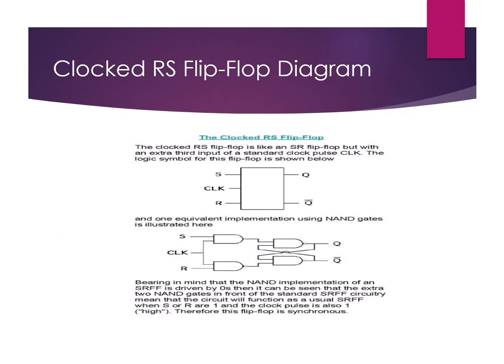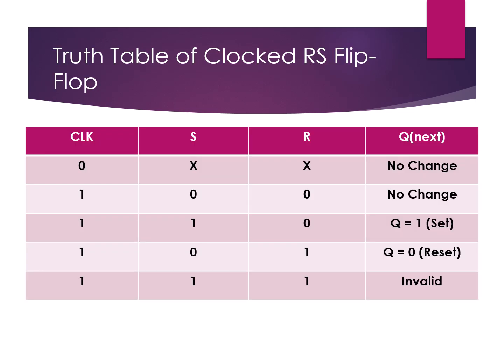This is the diagram of the RS flip-flop. Truth table of the clocked RS flip-flop. The truth table shows how inputs S and R behave with the clock. If clock equals 0, no change. If clock equals 1 and S equals 1, R equals 0, then the output is set. If S equals 0, R equals 1, the output is reset. If both S and R equal 1, this is an invalid state, which is a limitation of this flip-flop.